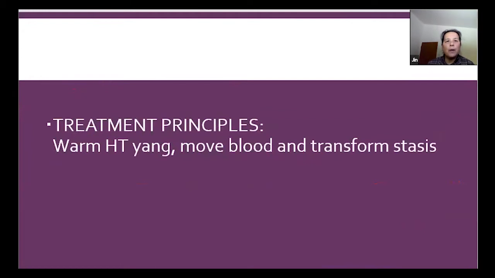So, treatment principle. Heart yang damaged, we need to warm heart yang. Yang damaged, blood not moving, qi not moving, so we move blood and remove blood stasis.